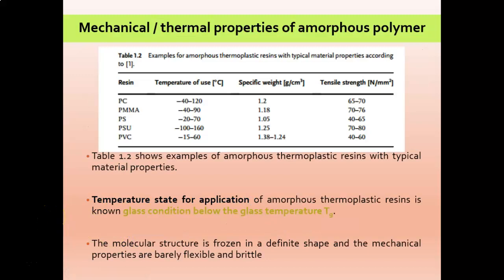This table illustrates the mechanical and thermal properties of amorphous polymers. We have PC, with its temperature of use in a range. For example, polycarbonate has a use temperature of -40 to 120 and a tensile strength of 65 to 70. Many factors contribute to determining the tensile strength of the amorphous region. For example, the side group, the side chain, and the chain length will affect the temperature and also the properties, including the mechanical and physical properties of the polymer.